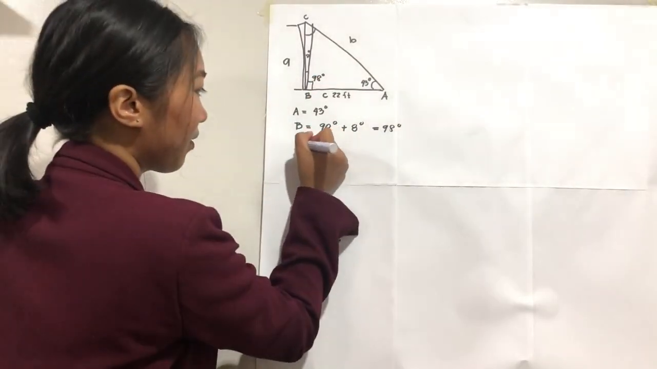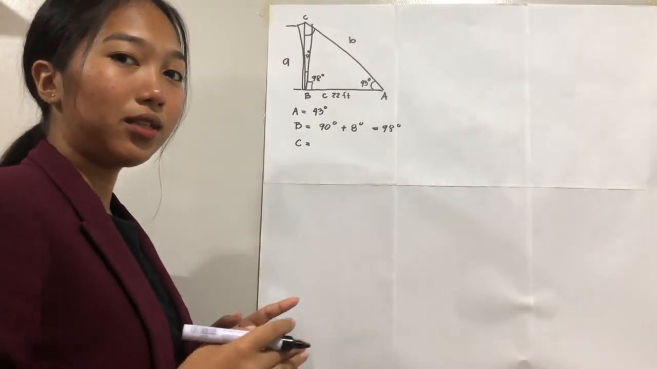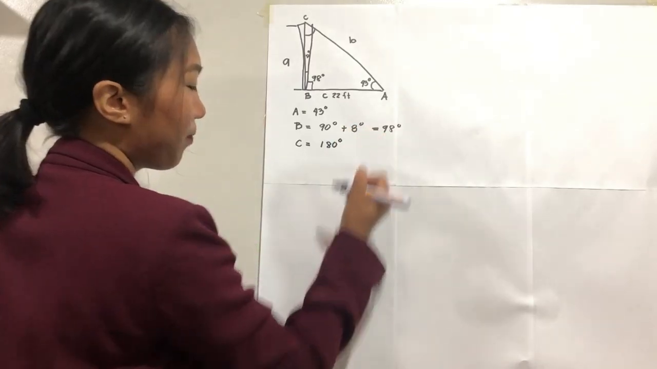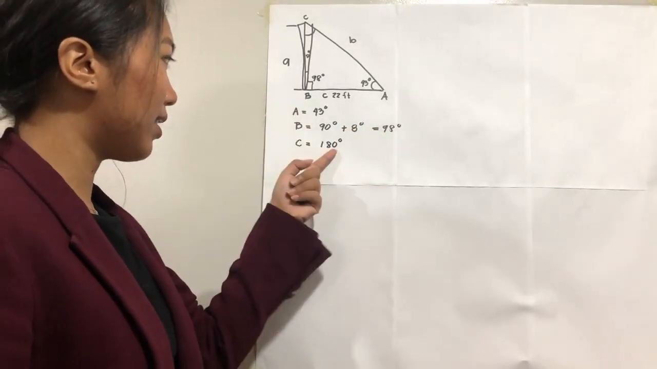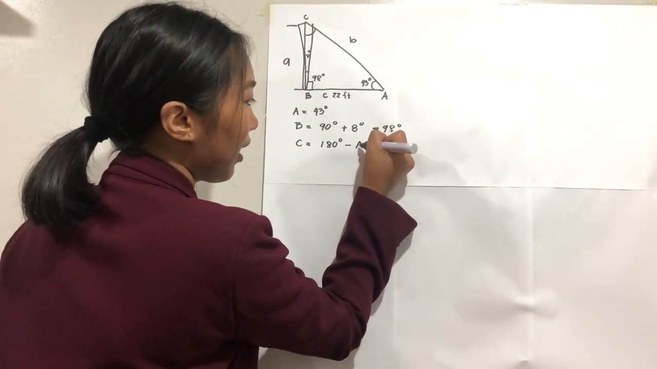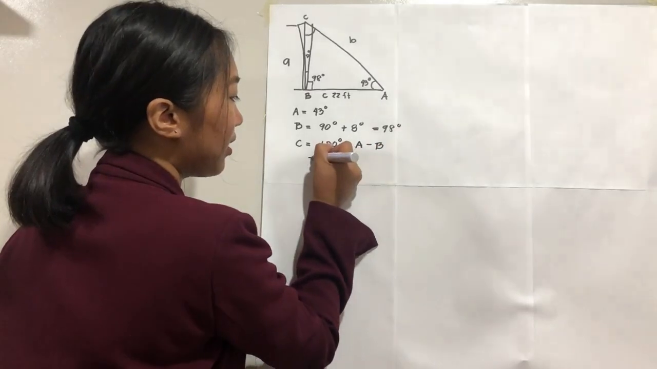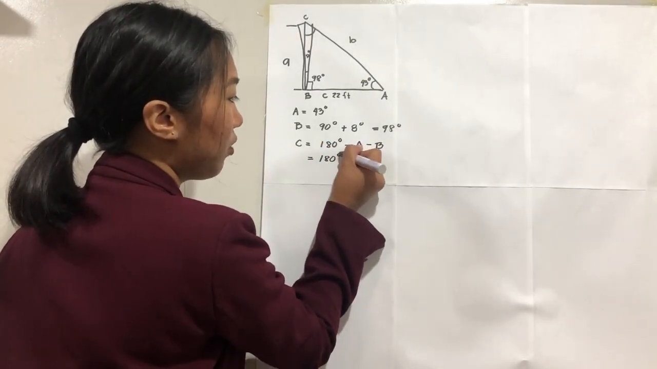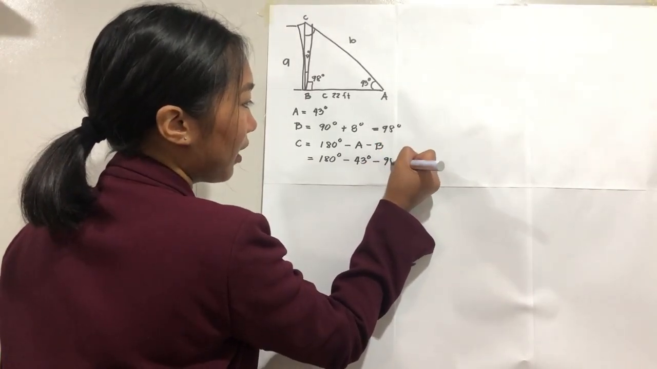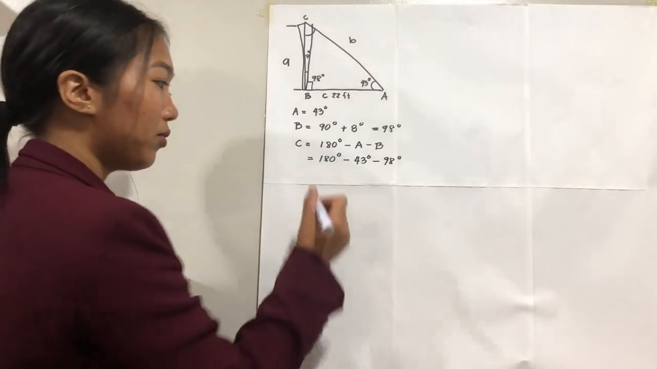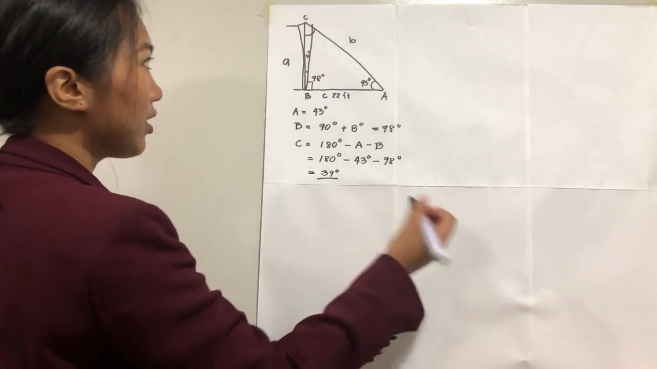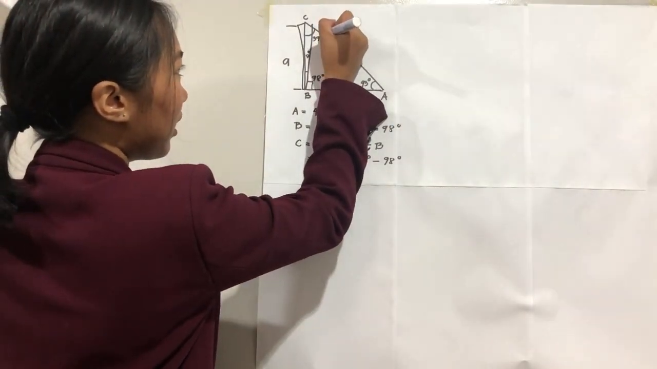And for the C, we all know that the total angle of a triangle is 180 degrees. We just have to subtract angle A and angle B. So 180 degrees minus 43 degrees minus 98 degrees is equal to 39 degrees. And our angle C is 39 degrees.